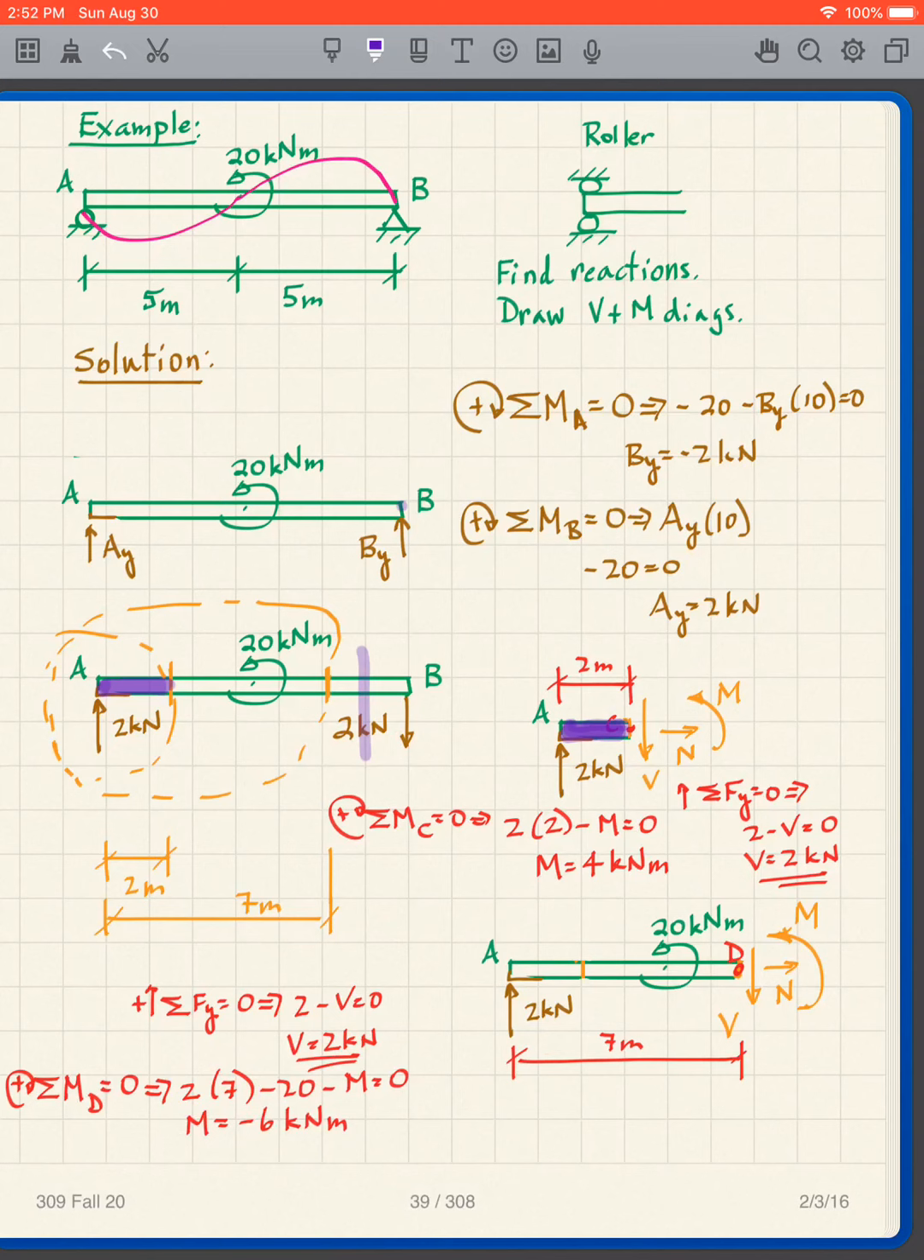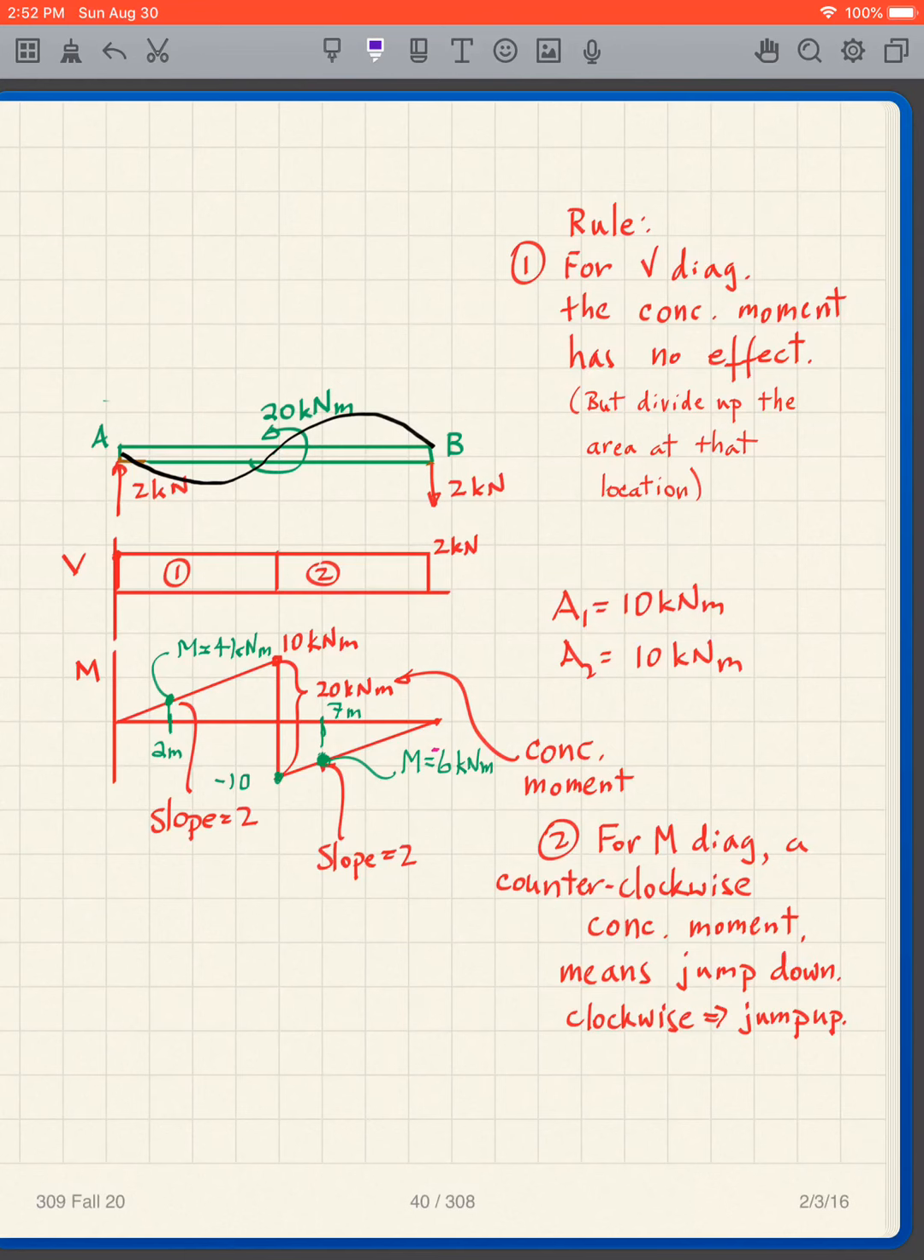So we could do this almost in our head to get these answers, and what we would find is that we would get a free body diagram. Well, there's our free body diagram there. And what would we get? Like I said, no matter what, we're going to get V equals 2. So my shear diagram would be V equals 2 everywhere.